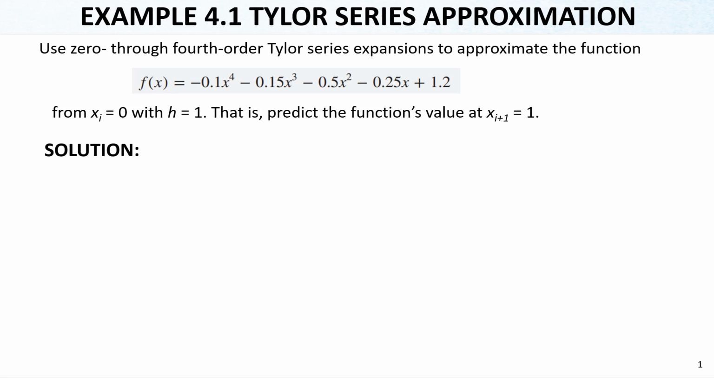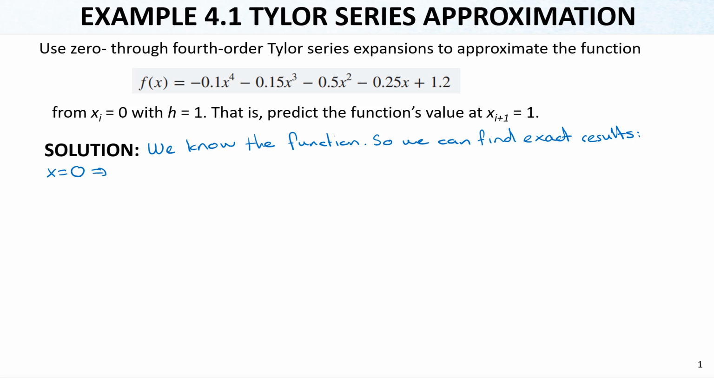But here, because we know the exact function, we can easily find the exact results. Let's start finding the exact results. So if x is 0, f0 is simply from this equation above. From this, we will just calculate for 0. You can see that all the terms are 0 and it's just 1.2. So the result is 1.2.